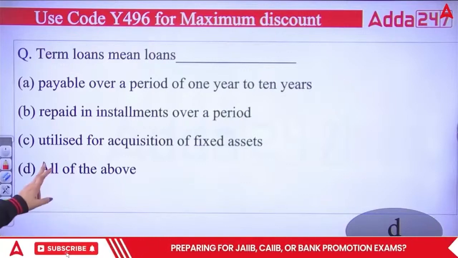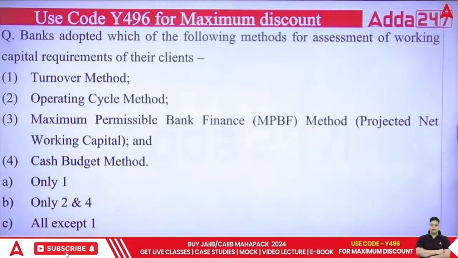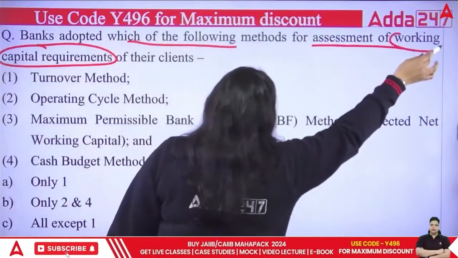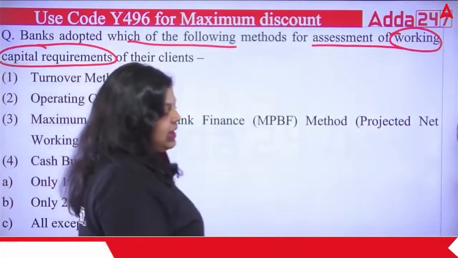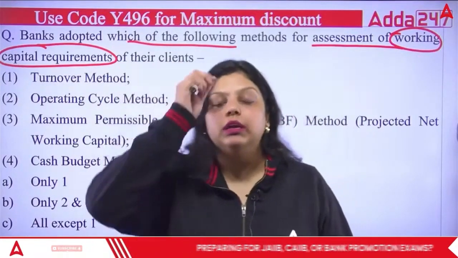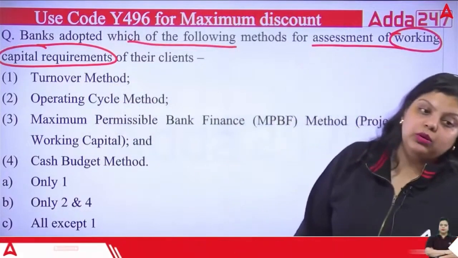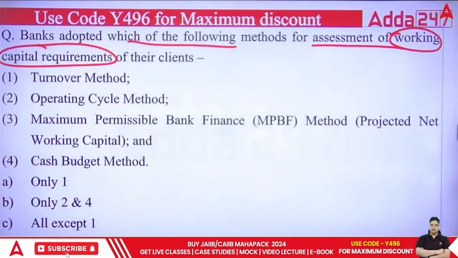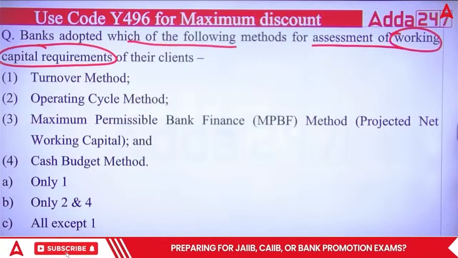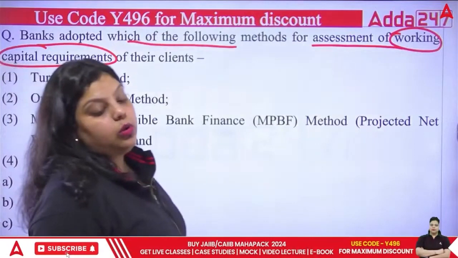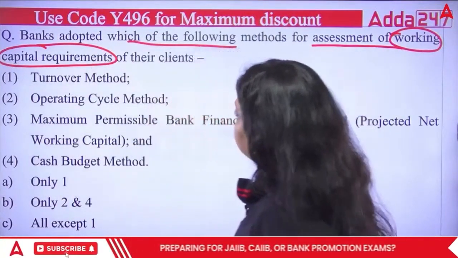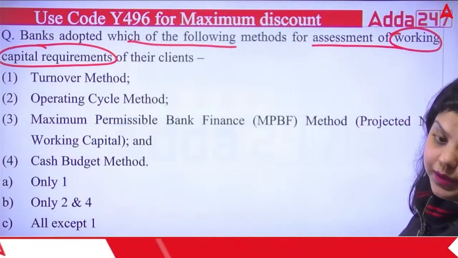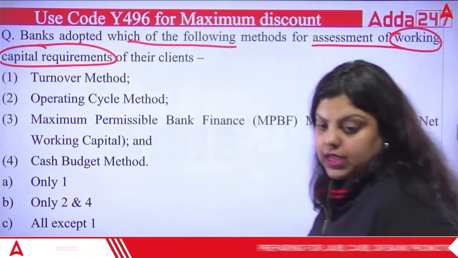Hope that's clear. Now, next question: banks adopt which of the following methods for assessment of working capital requirements of their clients? It's very obvious that when a bank provides a loan to a customer, it always checks everything: the creditworthiness, the reason and purpose for taking the loan. If you are taking a working capital loan or a term loan, the bank also checks the balance sheet of the business, to see whether it is good to give a loan to this business or not. Here we are talking about the method for assessment of working capital requirement, which is the day-to-day requirement of the business. The options are turnover method, operating cycle method, maximum permissible bank finance method, and cash budget method. Out of these four, which method will be used to calculate your working capital requirement? A, B, C, or D?